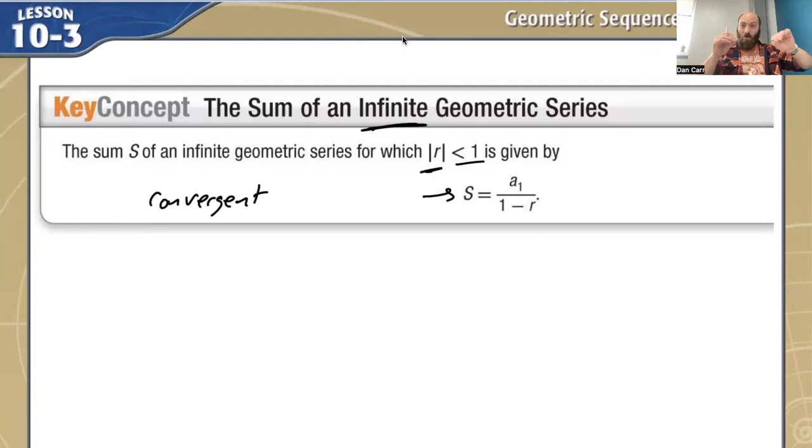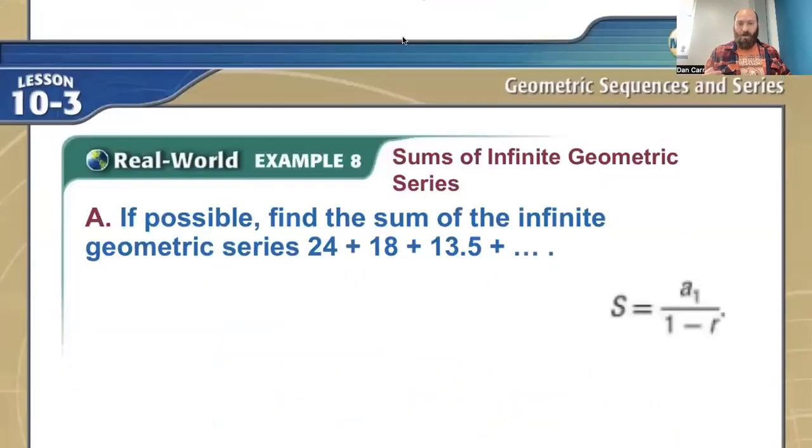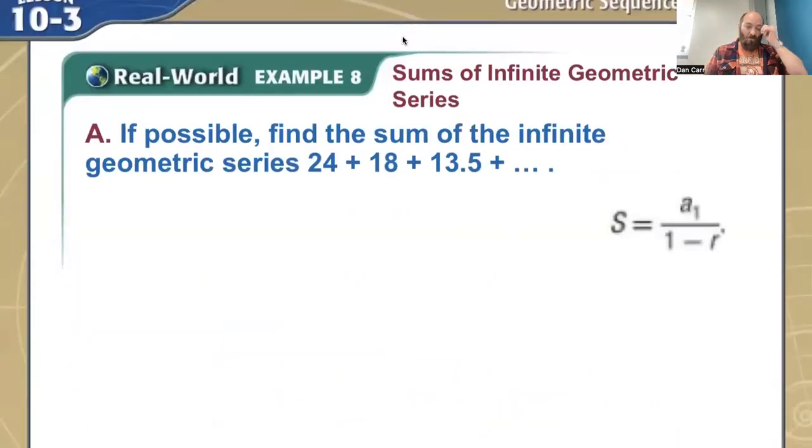Because the idea is that if I keep going, for example with 1/2, all my terms are getting really close to 0. So I'm not adding anything else that's significantly more. So eventually you're just going to be adding these really small decimal numbers. So it's basically just the number that you're approaching on that one. So let's take a look at that example right here. If possible, find the sum of the infinite geometric series like this.